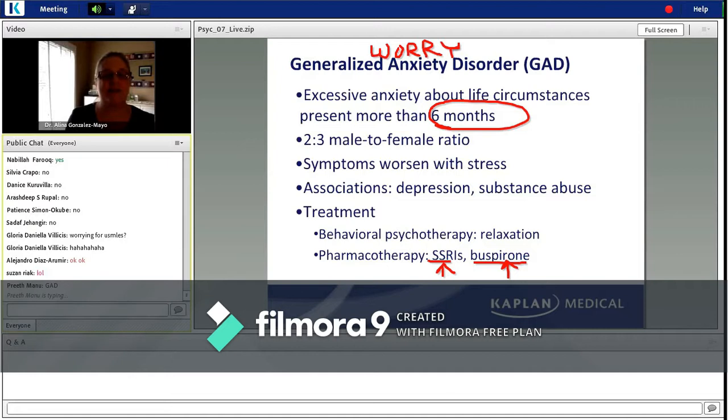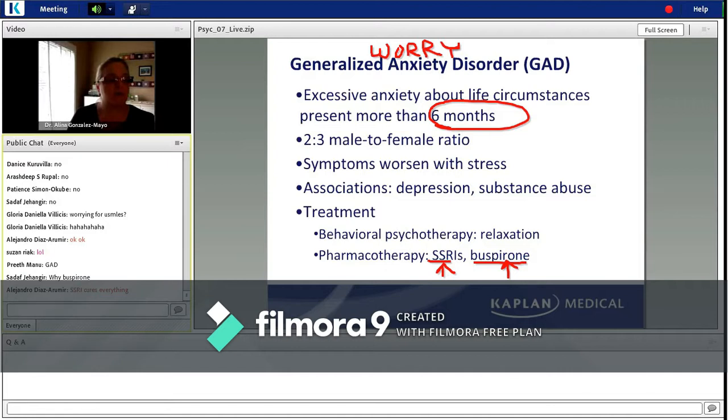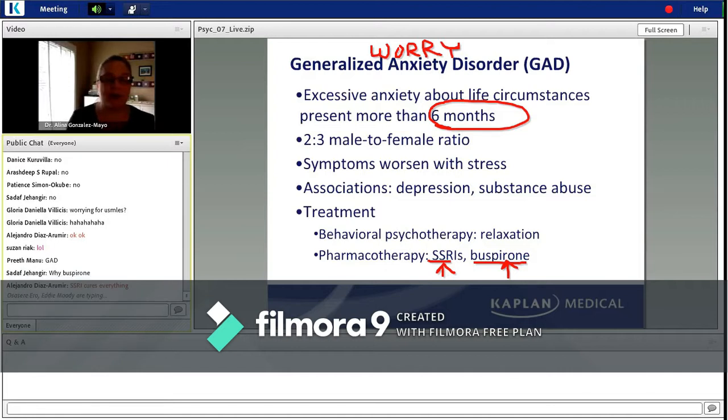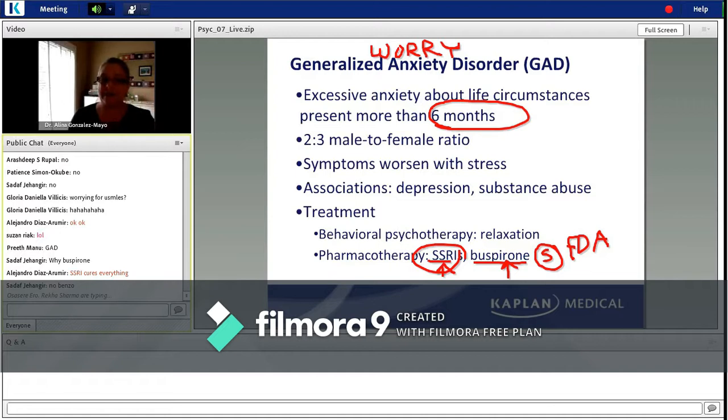So any questions on anxiety? Okay, we're done with this chapter. Any questions before we go on our break? Why buspirone? Because they believe that buspirone works on serotonin and it has FDA approval for the treatment of GAD. That's why. But as a psychiatrist, you know we're going to pick SSRIs before we pick buspirone. But they both work, so I cannot imagine they'd make you pick one. Only use benzos for panic attacks.